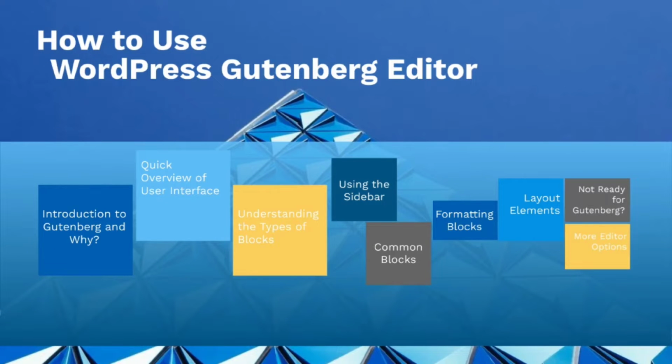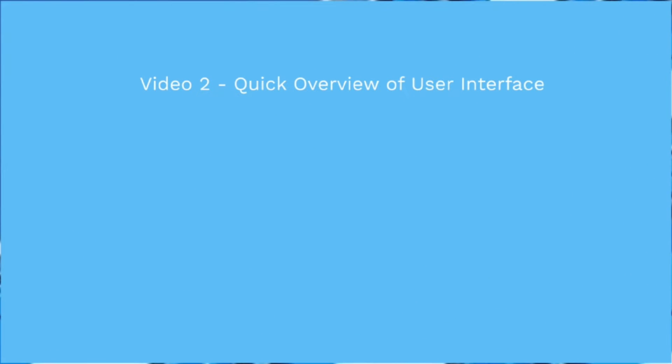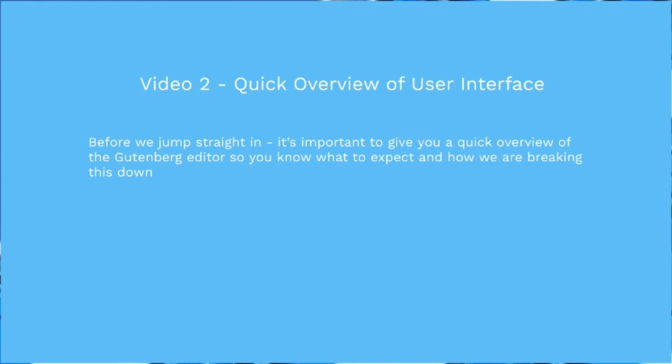Hello and welcome back. This is video number 2, and we're going to talk about a quick overview of the user interface. Before we jump in, I want to say that it's important to give you a quick overview of the Gutenberg editor so that you know exactly what to expect. You know how everything is broken down, and where things are accessible and all of that. So with that said, let's go ahead and go to a WordPress dashboard and I'll show you around.